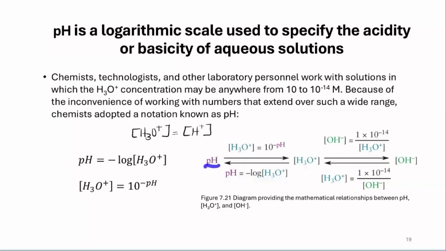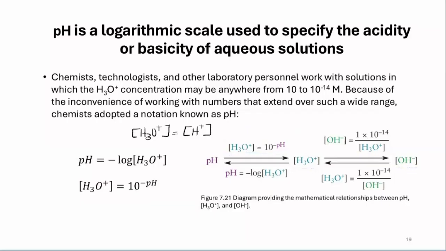But if you're given pH and you need to find H3O plus, you can observe that to go from here to here, we are going to use this equation. But since we know that in these solutions we may have OH, how do we relate hydronium to hydroxide?